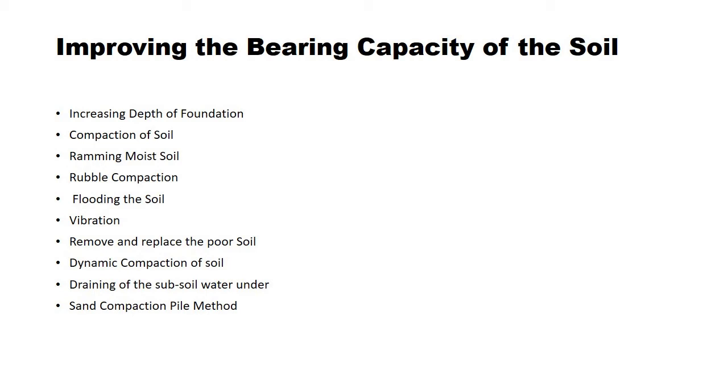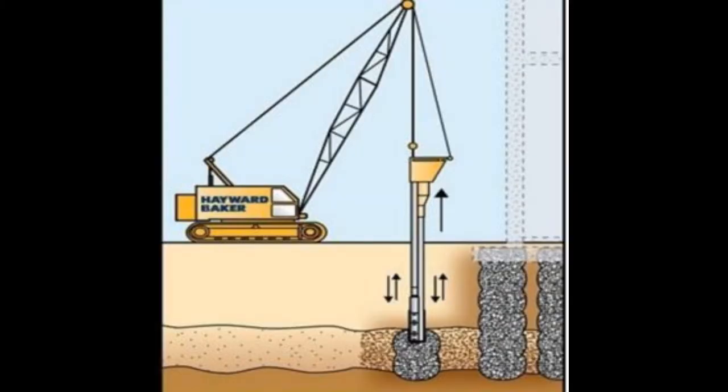But this need not be economical, right? We are increasing the depth, so the cost of construction is increasing. Also the load of the foundation is increasing with depth, right? So this method is useful only when a better bearing stratum is encountered or found at greater depth. Okay. The second method to improve the soil bearing capacity could be compaction of the soil.